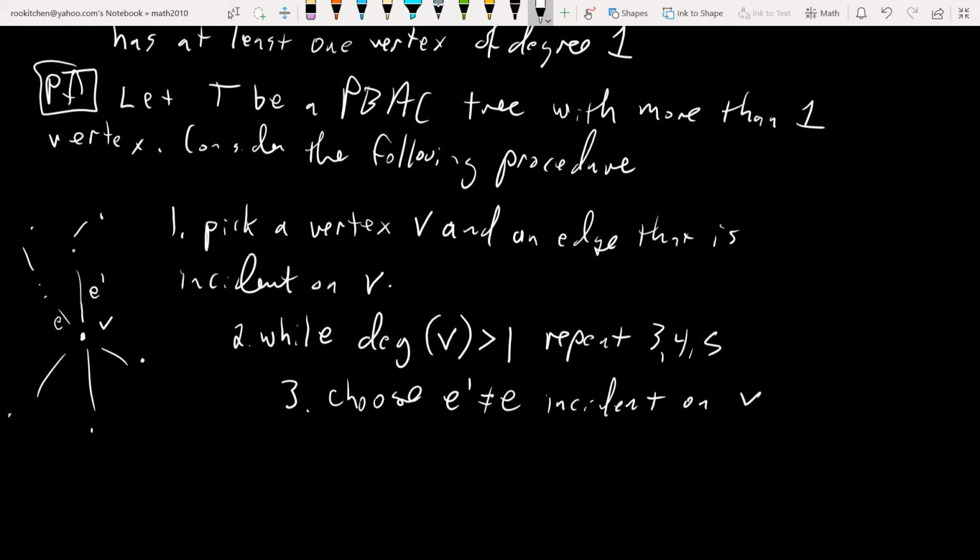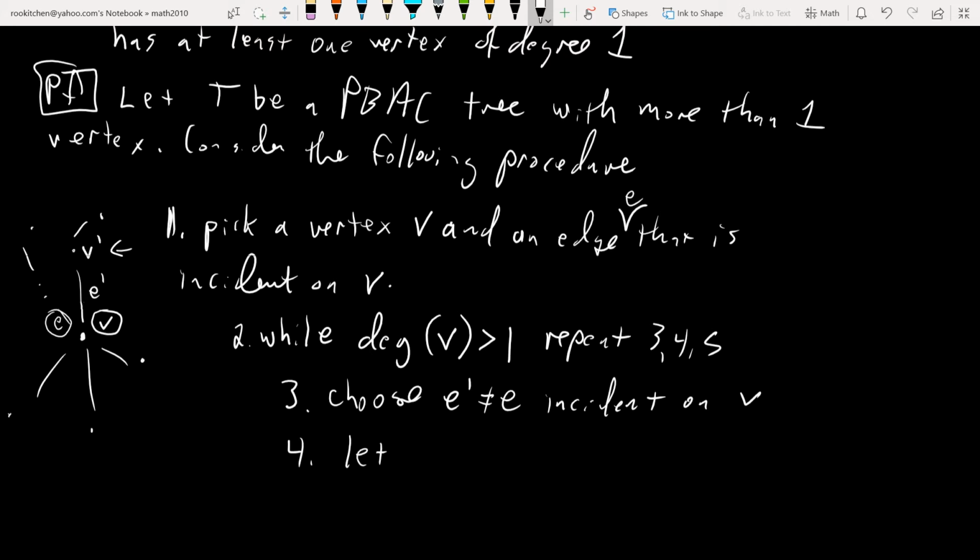Okay, so when I say pick up in step 1 here, pick a vertex V and an edge, maybe I should call that E, an edge E that is incident on V. So this is the edge E that I'm starting with, and this is the vertex V I'm starting with. While the degree is greater than 1, choose a different edge incident on V, and call that E prime. Then let V prime be the vertex on the other side of E prime. So we'll say this is V prime up here on the picture to the left.